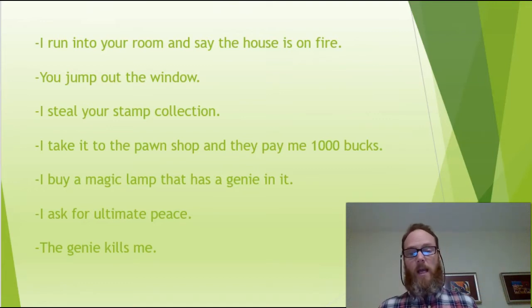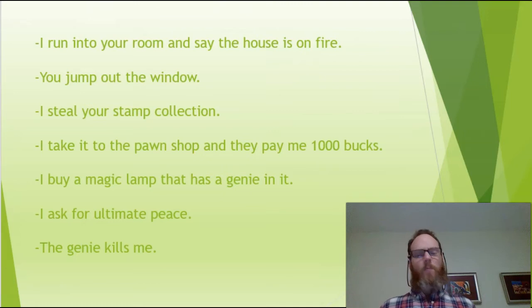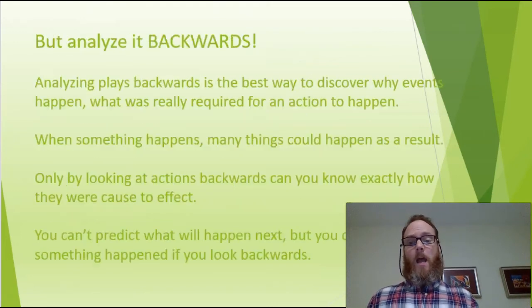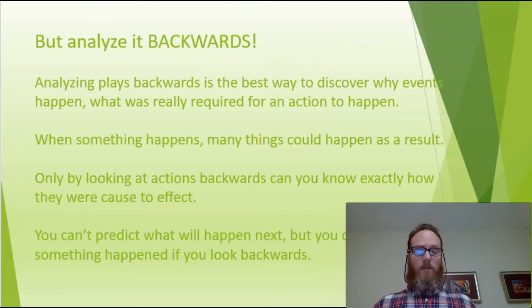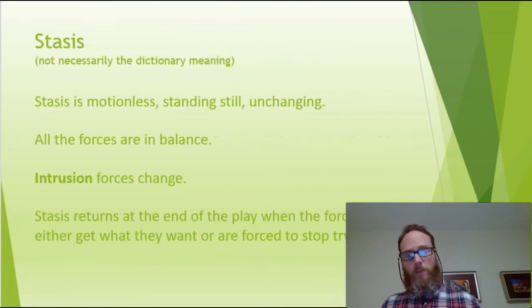Or if you look at the other way, I buy a magic lamp and the genie is in it. Good heavens, what all could have happened? I could have asked for a billion trillion different things. So I hope I'm making this clear. I think it's a really ingenious way to think about analyzing events by looking at them backwards. And obviously, this is just a down and dirty quick video. He explains it very well in his book, which is a pretty short read.